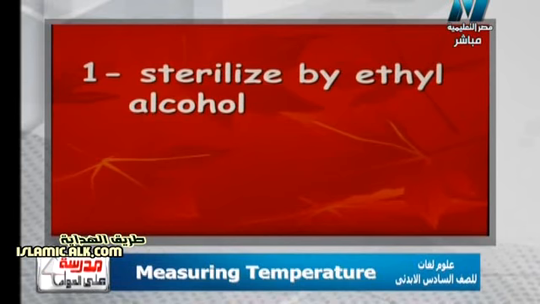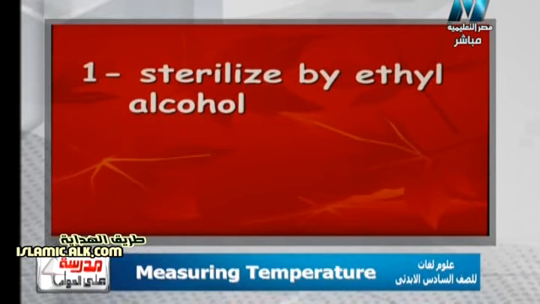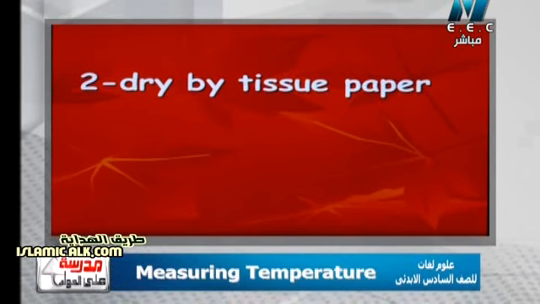Why? To get rid of any microbe, any virus or any germs that may have come onto the thermometer from any previous patient. Number 1, sterilize by ethyl alcohol or perfume. Number 2, dry with tissue paper.